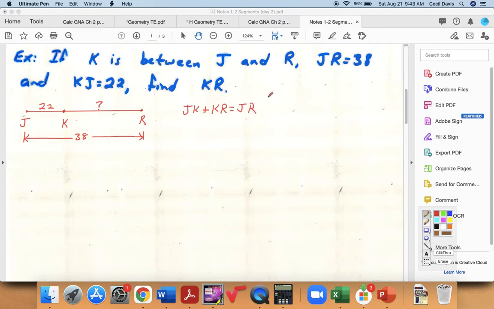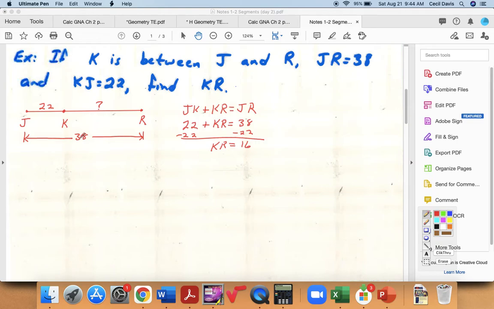Remember, no segment bars above it when we're talking about the lengths. So now I'm going to substitute in what I know. I know the length of JK is 22 plus the length of KR, that's what I'm looking for, is equal to the length of JR, which is 38. So to solve that, we'll simply subtract 22 from both sides. So the length of KR is 16.